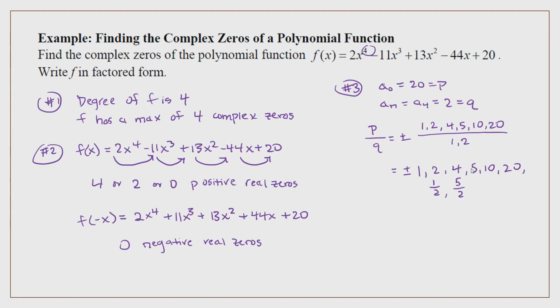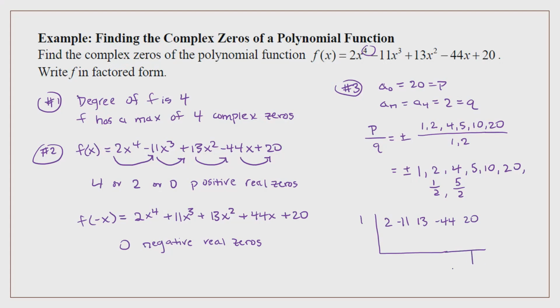So now we need to test out a zero to see if it is potentially a zero for the function. So we're just going to choose one to help us. Let's choose 1 and see if it works. Okay. So we'll list the coefficients in descending order. We have no missing terms, so we know there's going to be a coefficient for each slot. So we'll have 2, negative 11, 13, negative 44, and 20.